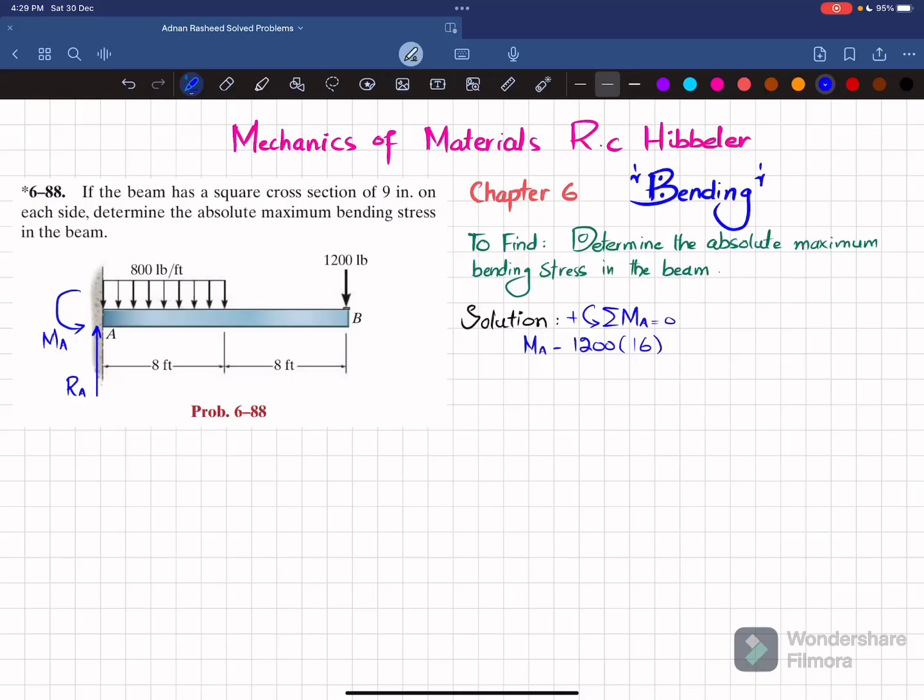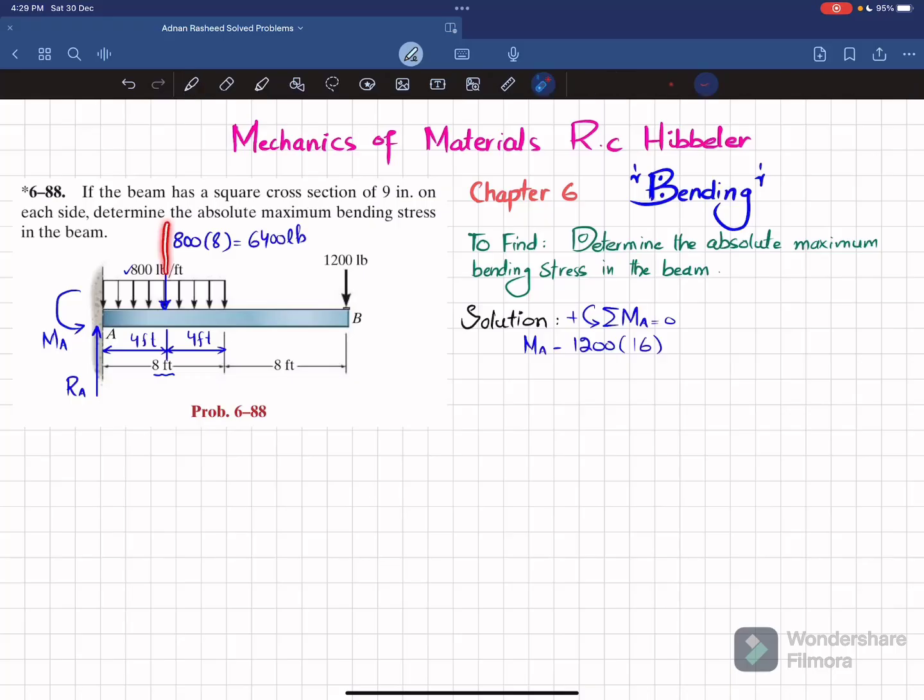The third load is due to this uniformly distributed load, so we will convert this uniformly distributed load into a point load, and that will act at the middle of this 8 feet. So this distance will be 4 feet, and the remaining will also be 4 feet. Now this distributed load when converted into a point load will be equal to 800 over the entire length over which it acts. So this will be equal to 6400 pounds.